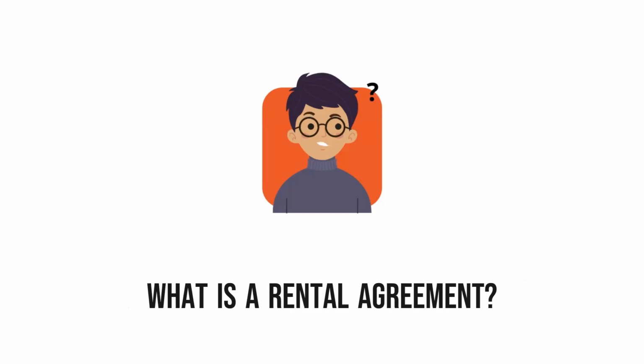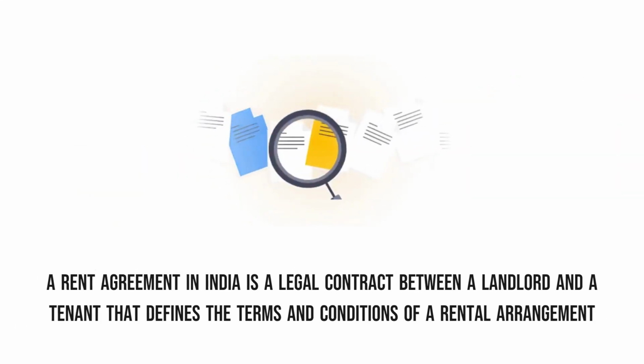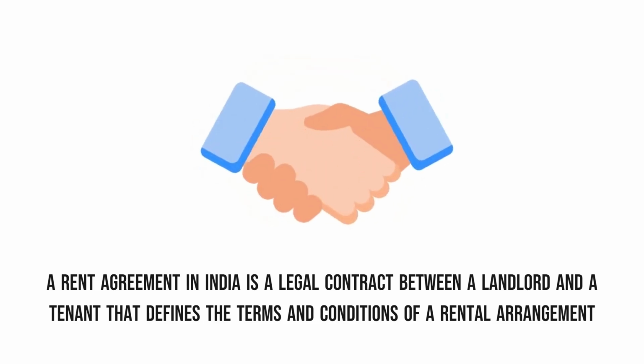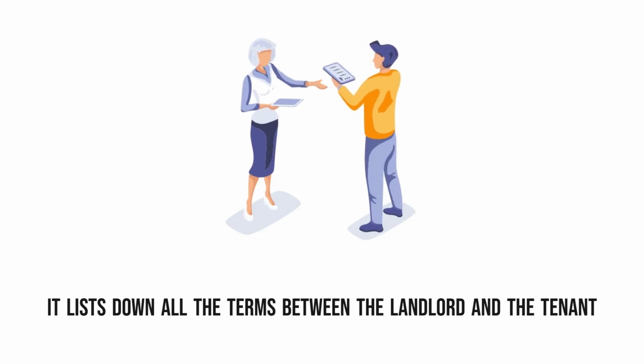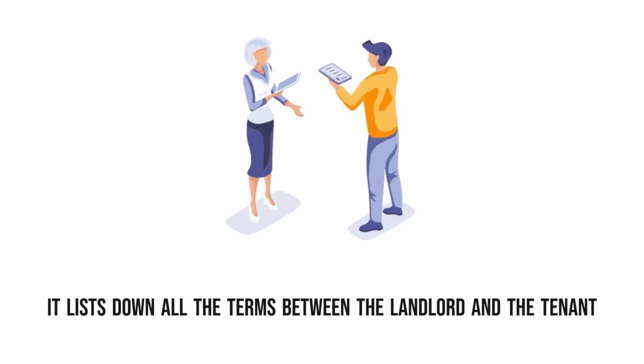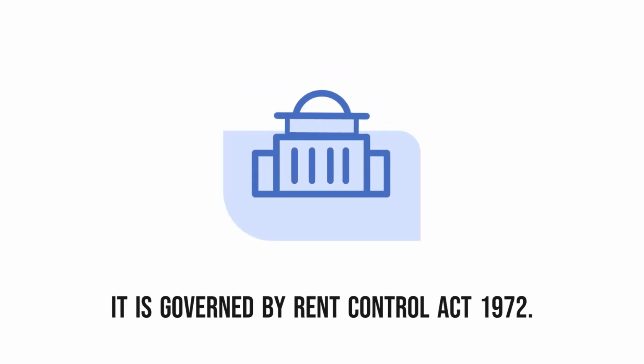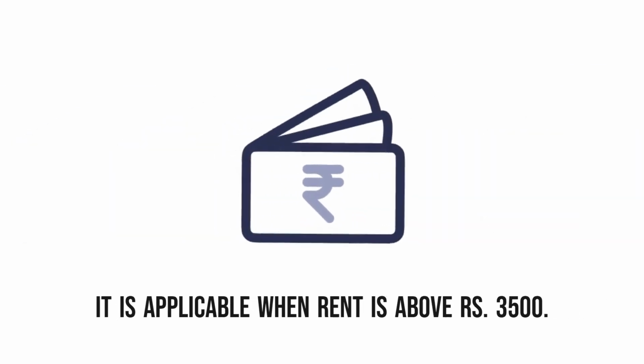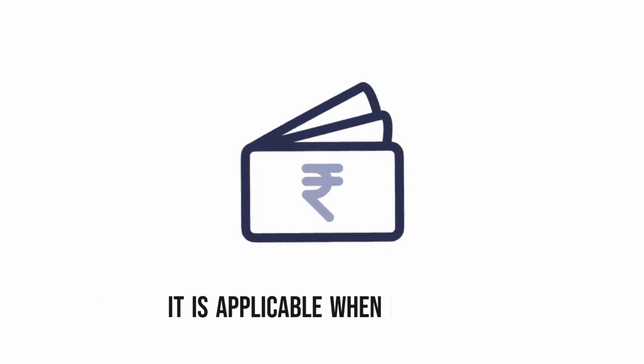What is a rent agreement? A rent agreement in India is a legal contract between a landlord and a tenant that defines the terms and conditions of a rental arrangement. Basically, it lists down all the terms between the landlord and the tenant. It is governed by Rent Control Act 1972. It is applicable when rent is above 3,500 rupees.